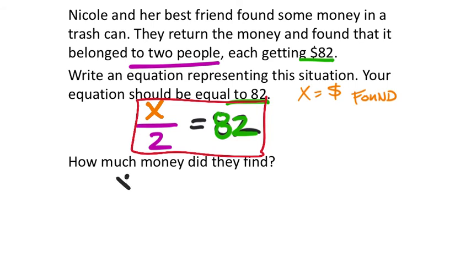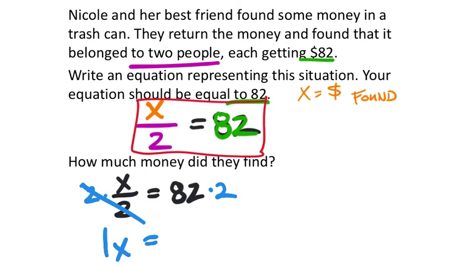Okay, so that's x over 2 equals 82. Now, I don't want that divide by 2 with the x. I would like this just to be 1x. So how am I going to do that? I'm just going to multiply it by 2. But if I do it to one side to make that 1x, which it is, I have to do it to the other side, which is 82 times 2 is 164.